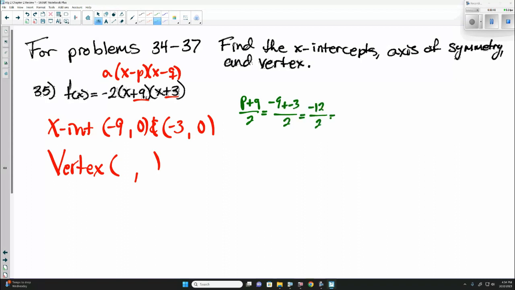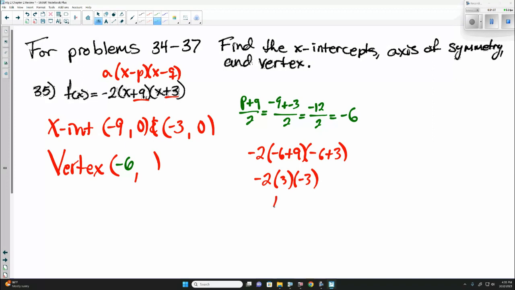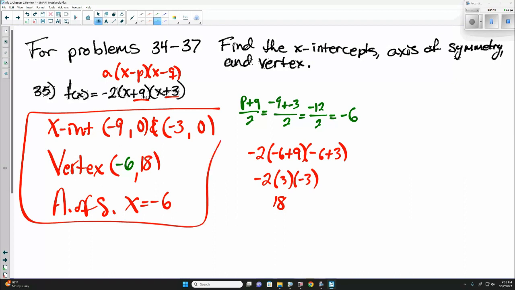And again, we could do this by hand, or we could plug it into the calculator, and we get negative 6. Now the other part of this is to plug it back into the formula. So we'd have negative 2, parentheses, negative 6 plus 9, times negative 6 plus 3. So it'd be negative 2 times 3 times negative 3, which would be negative 2 times 3 is negative 6, times negative 3 is 18. And our axis of symmetry is x equals our p plus q over 2, which would be negative 6. And that's it for that one there.